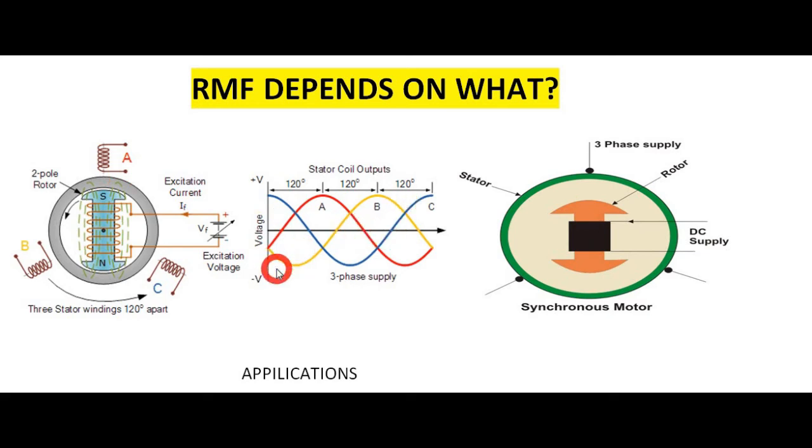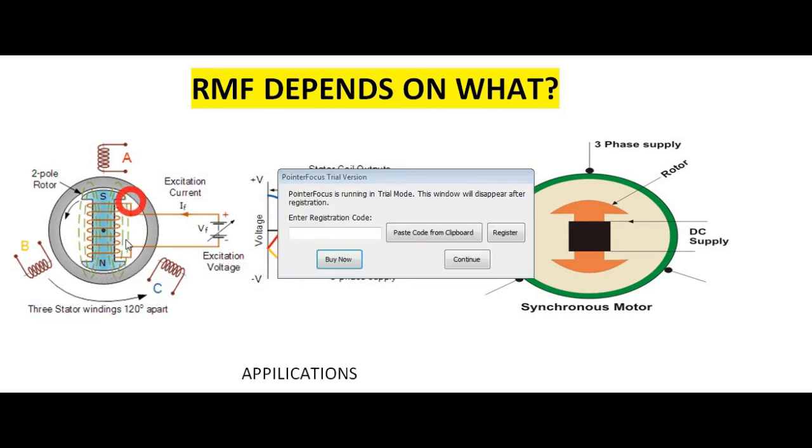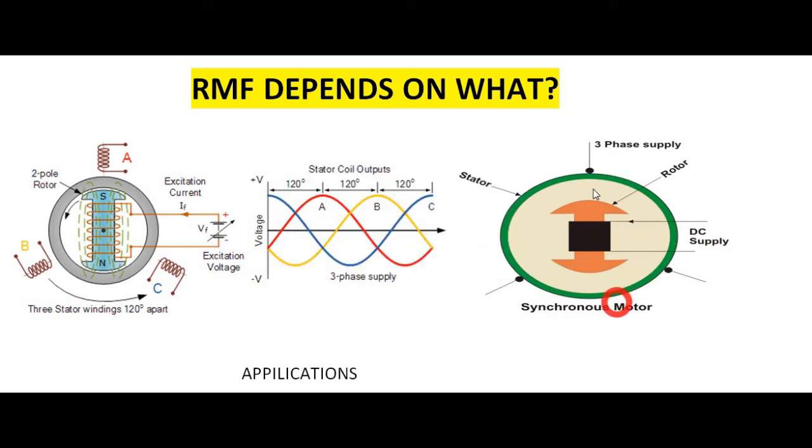Now, what happens in the stator? The poles are changed in the stator. The opposite poles will be facing each other, so they try to drag the rotor in the rotating magnetic field. So, it does not completely rotate here also.